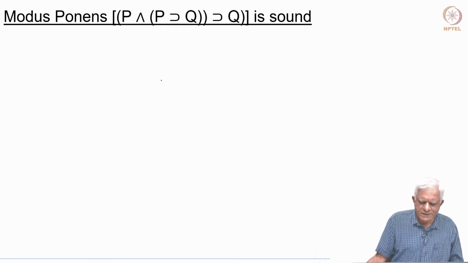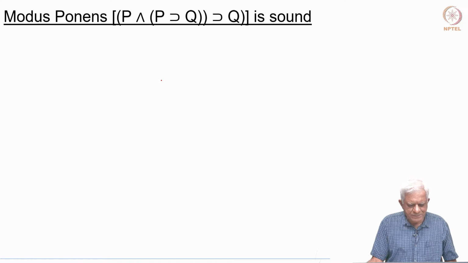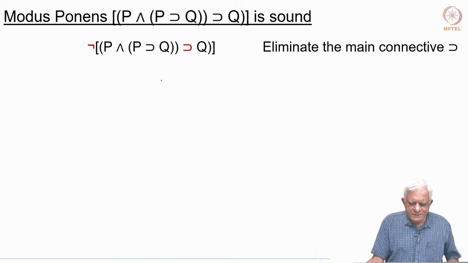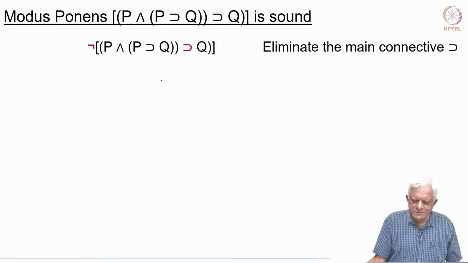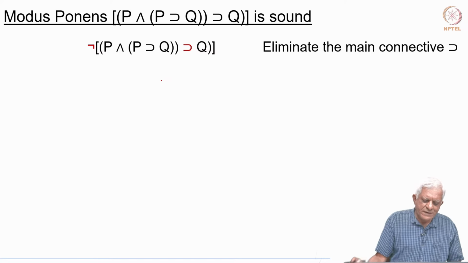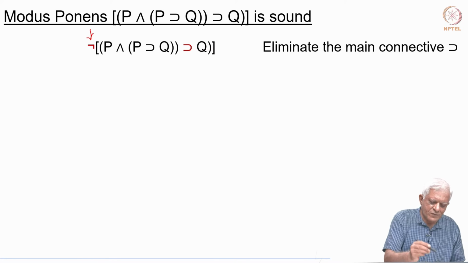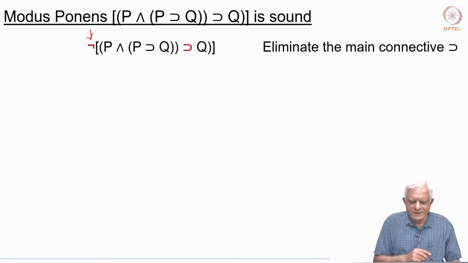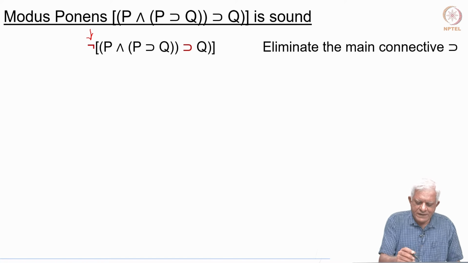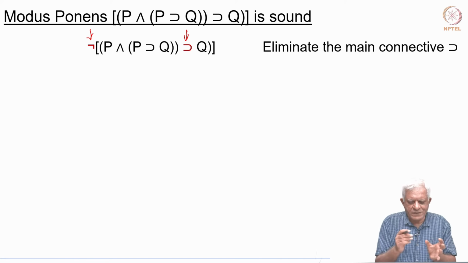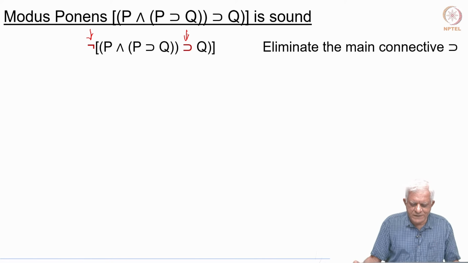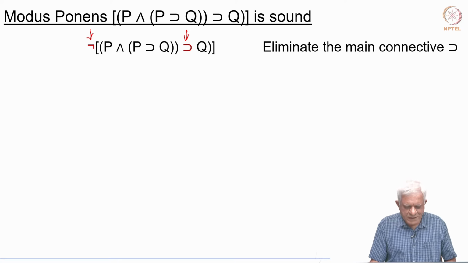So, let us show that modus ponens is sound. We start with its negation, as you can see, that is the proof by contradiction approach, of which model checking is an example, and the tableau method is a way of doing that. So, we add the negation, and this is the main connective. We can always eliminate only the main connective. The main connective here is implies. So, we want to eliminate that.